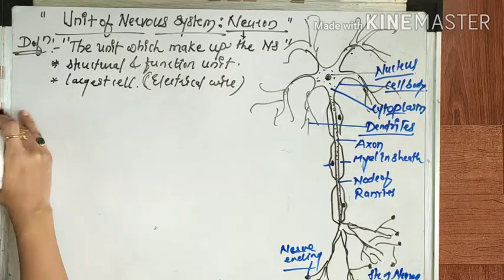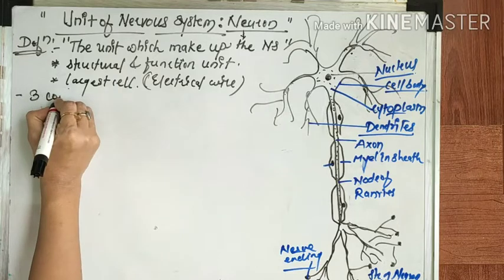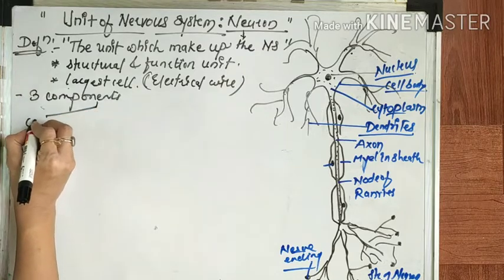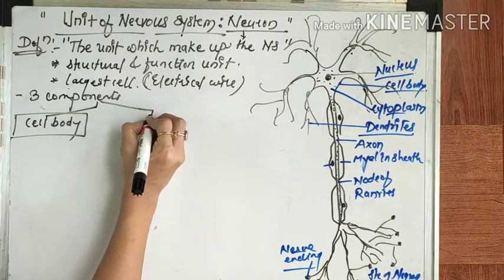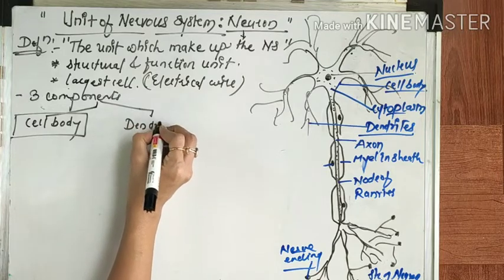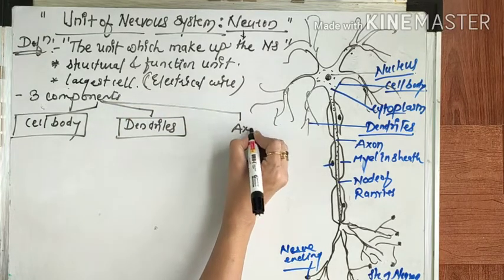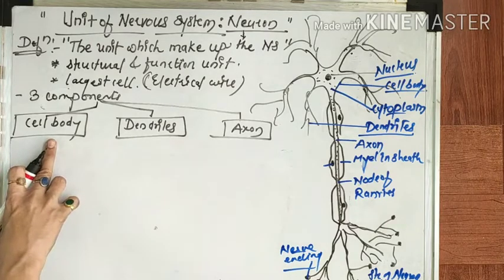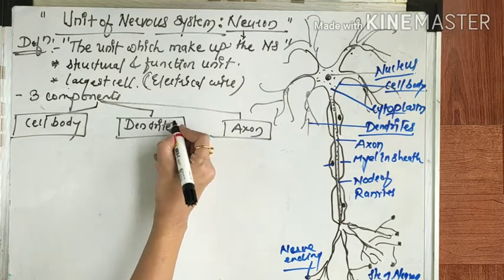Okay, basically a neuron has three components. How many? It has three components. Okay, the first is called the cell body. Second is called dendrites. And third is called the axon. So this neuron, our nerve cell, has three components. First is the cell body. Second is dendrites. Third is the axon.